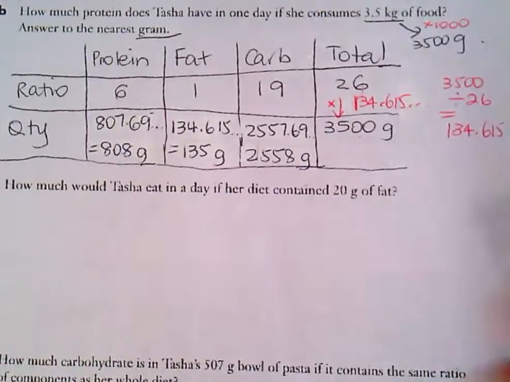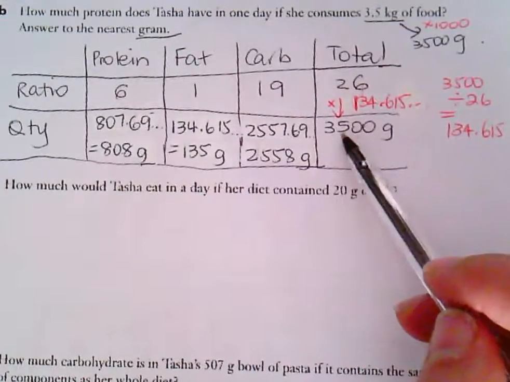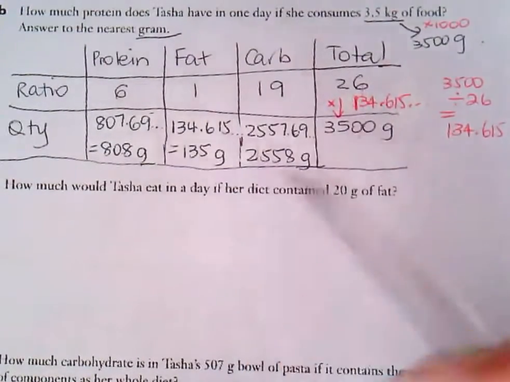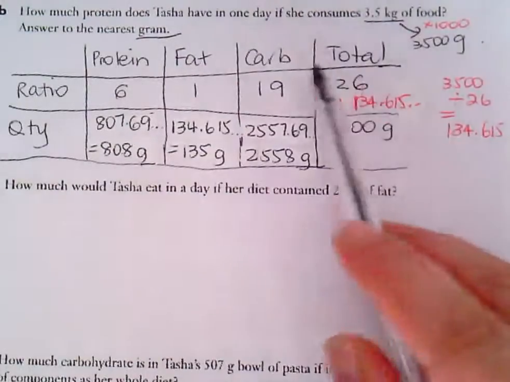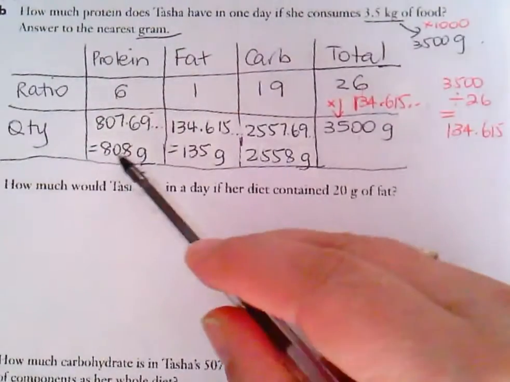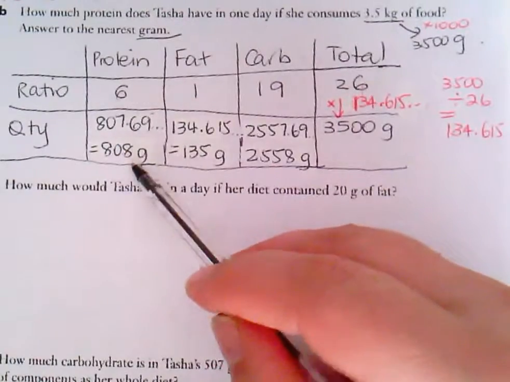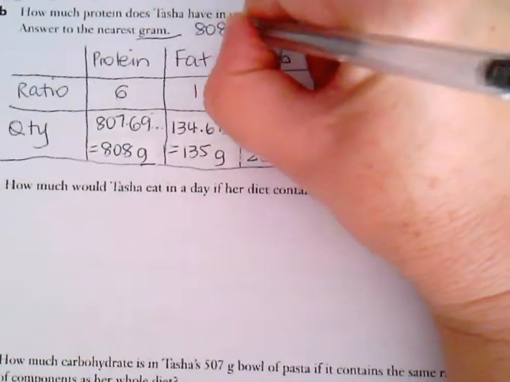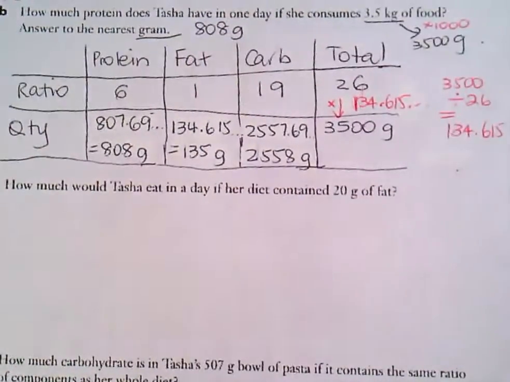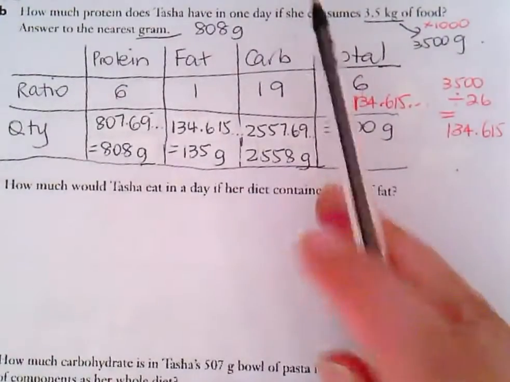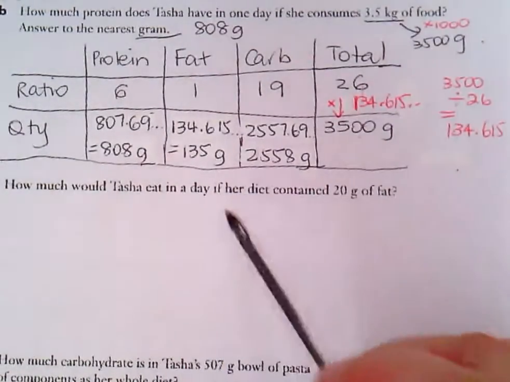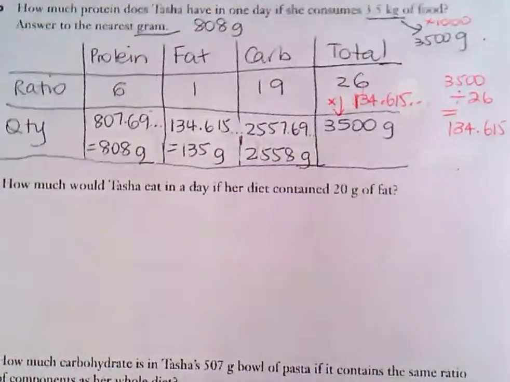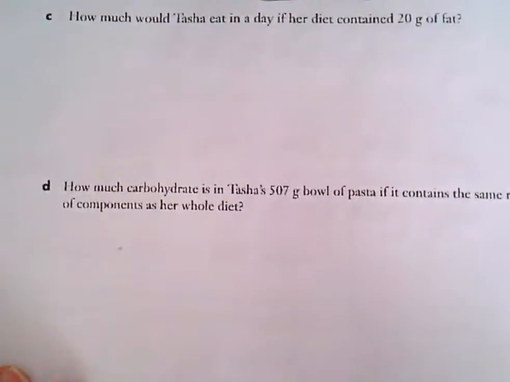If I actually add them up, I'm going to get 3,501. Because these have all been rounded up, that's why the total doesn't quite equal that. But the question's just asking how much protein rounded to the nearest gram, and that's okay. So your answer is 808 grams to the nearest gram. They're not asking about each individual one, but do note that if you add them up, we're over by a gram. And if you have to round, mention in your solution that there would be that rounding error.